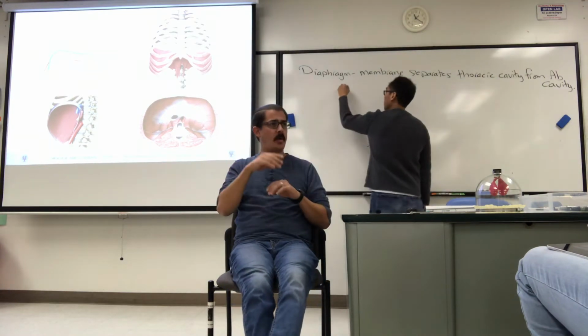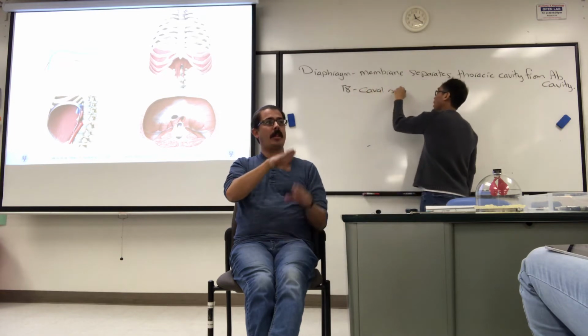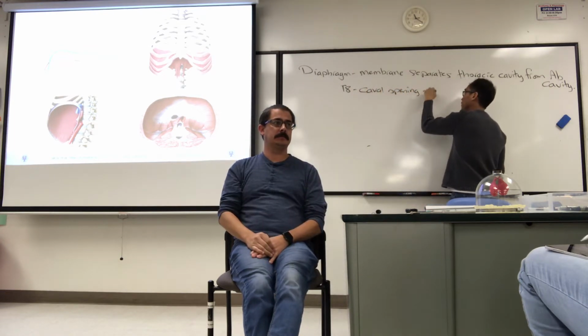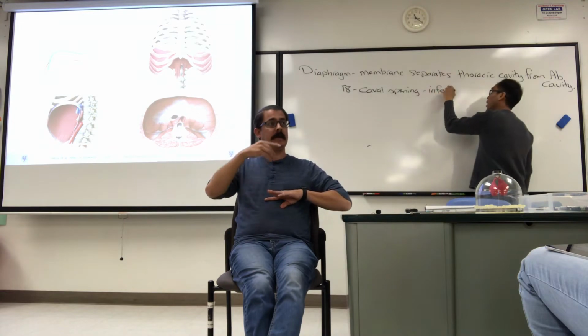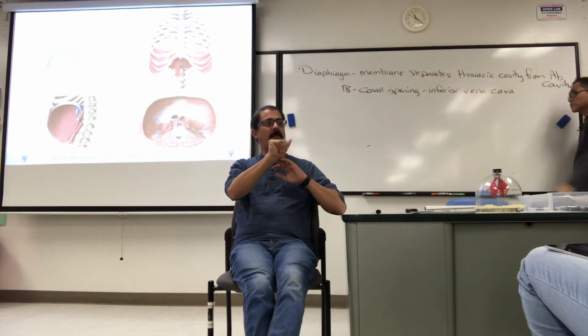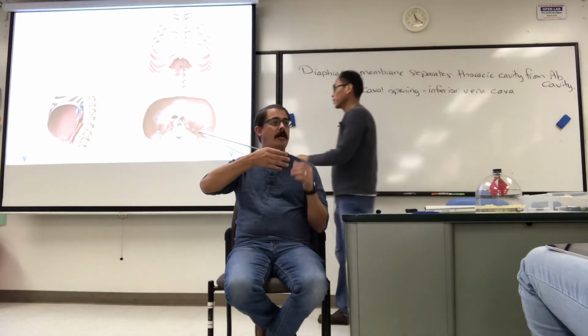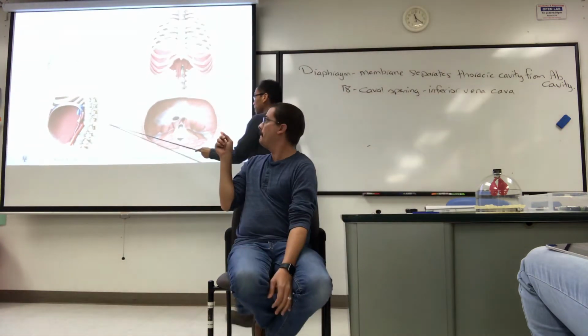For example, you should know at the level of T8 vertebra, there's the caval opening. And through there goes the inferior vena cava. I'll point to it. It's the highest hole. On the bottom, it's right there. But on this picture from the side view, it's right there.